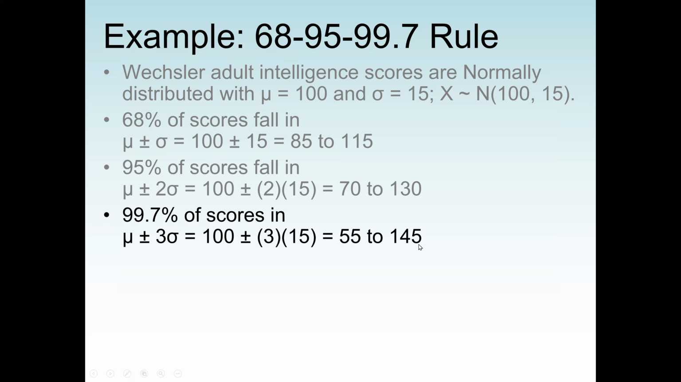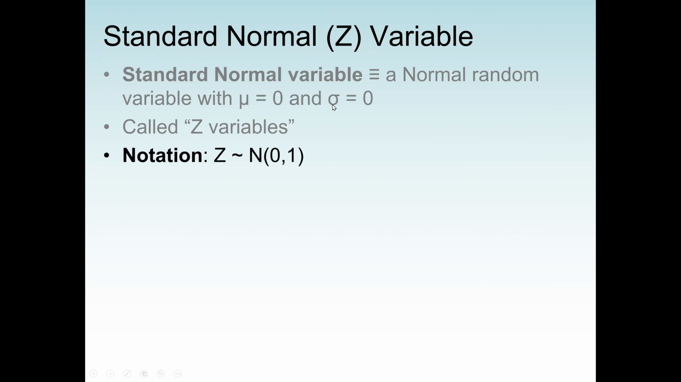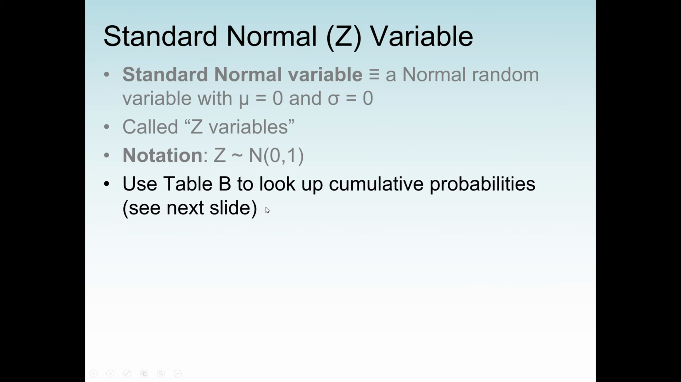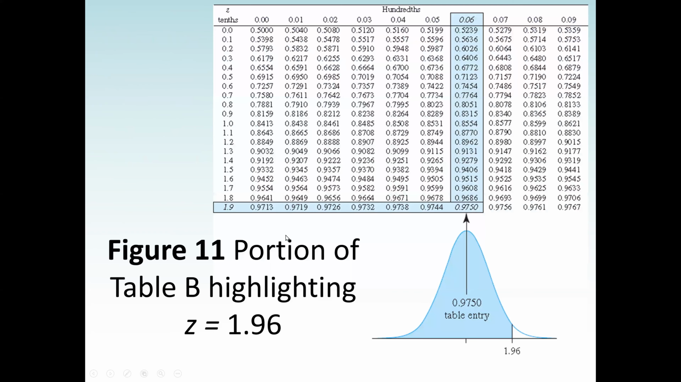So we know that a standard normal variable is a normal random variable with mu 0 and standard deviation 1. This is called the z variable, and the notation will be N(0, 1). Again, the standard deviation should be 1, not 0. With the standard normal distribution, we say that the mean should be 0 and the standard deviation should be 1. So we use the table B to look up the cumulative probability, which will be in our next slide.